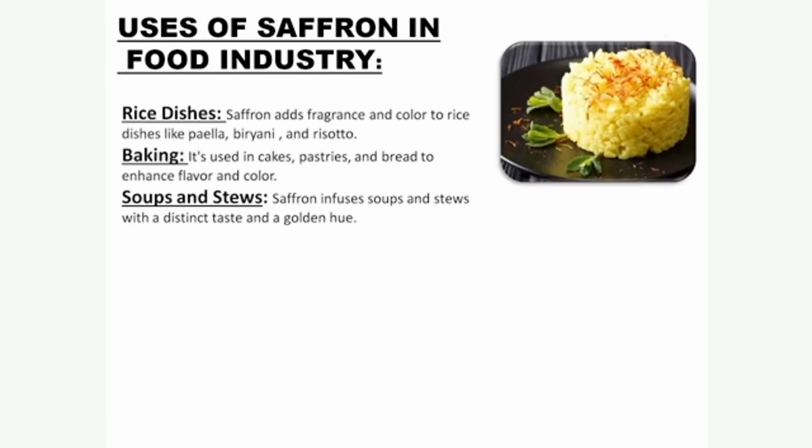Various products where we use it are in preparing rice dishes. Saffron adds fragrance and color to rice dishes like paella, biryani, and risotto, and we also use it in the bakery and confectionery industries, which produce fortified cookies, cakes, and pastries, which enhance the flavor and the color. And also we use it in soups and stews.